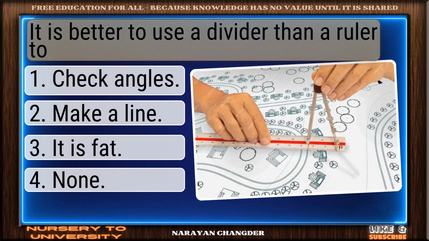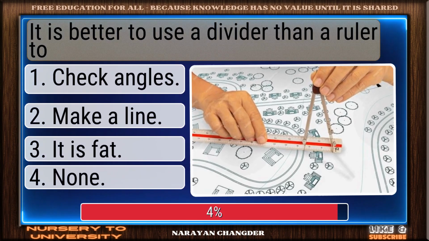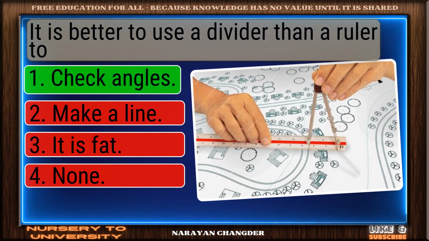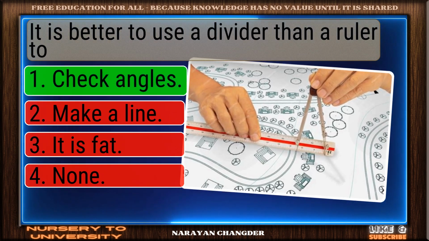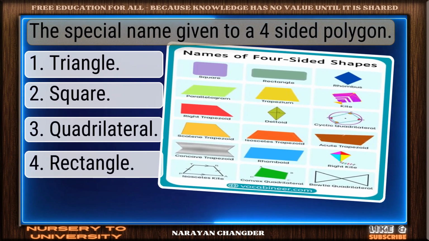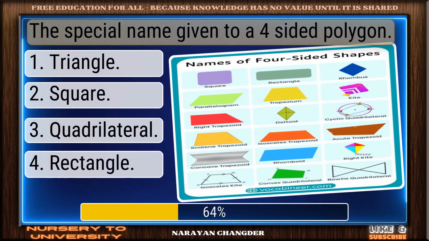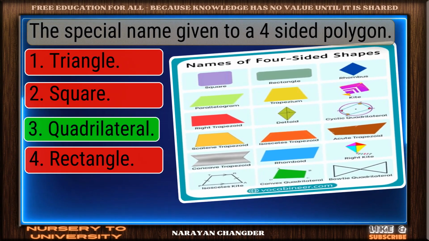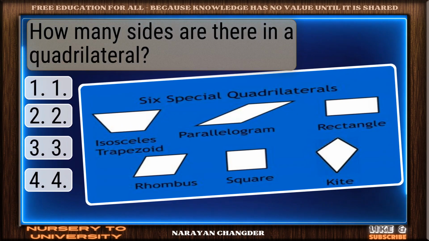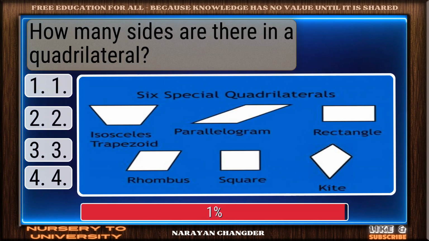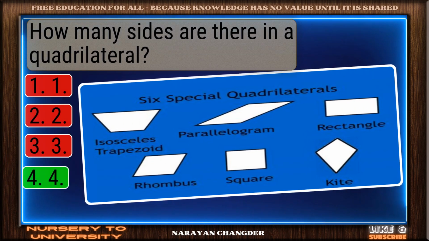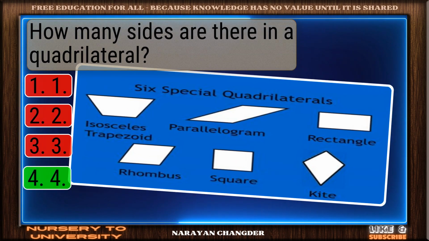It is better to use a divider than a ruler to dash. Excellent choice. Check angles is the right answer. The special name given to a 4-sided polygon. Sharp thinking. Quadrilateral is the right choice. How many sides are there in a quadrilateral? Good job. Your answer 4 works well here.